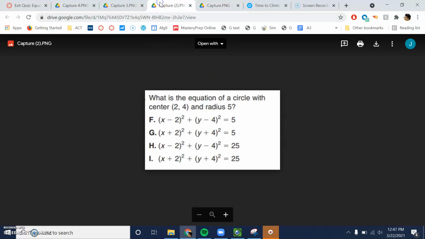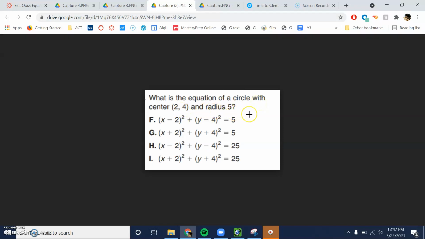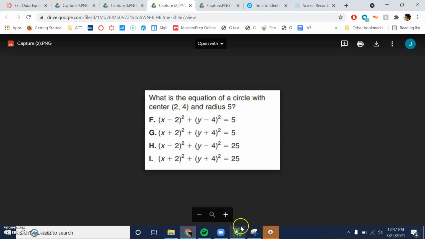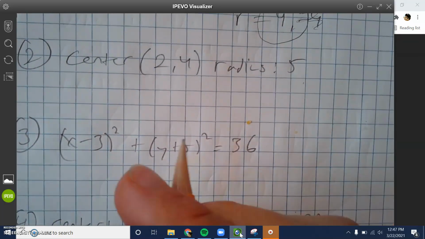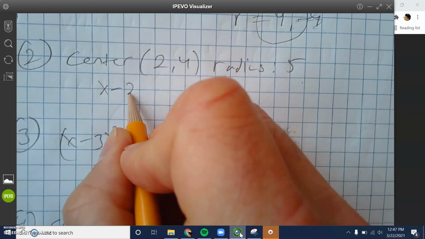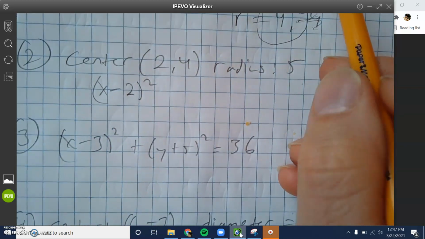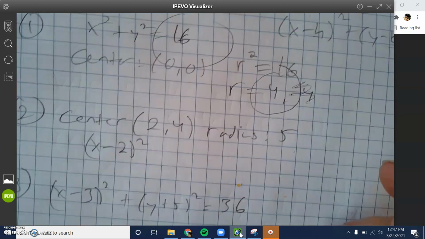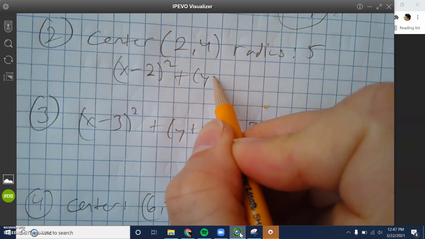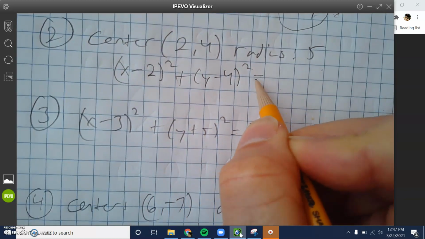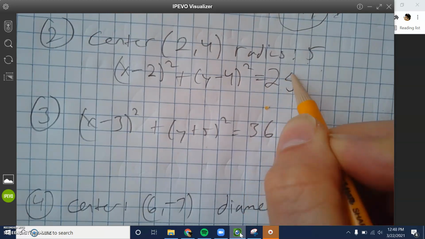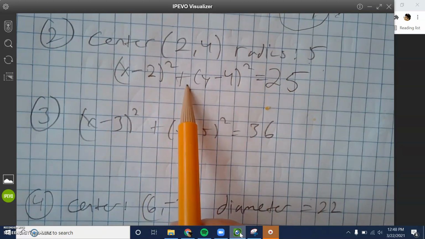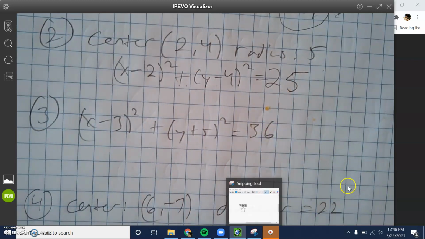Cool. Next one. What is the equation of a circle with center 2, 4 and radius 5? Go. All right, let's see. Center is 2, 4 and radius is 5, so it's going to be x minus 2 squared, following along with this, looking at my notes, plus y minus 4 squared equals r squared, radius squared, not 5, but 25. So it's x minus 2 squared plus y minus 4 squared equals 25.